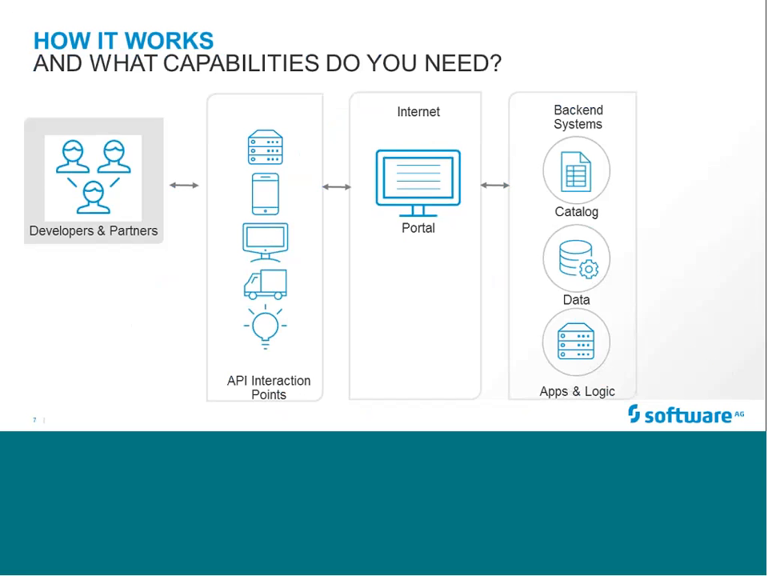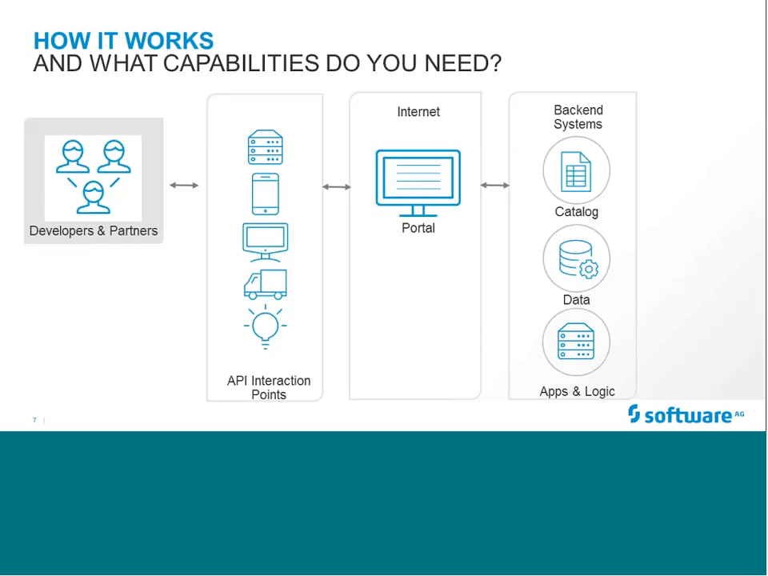So here's how API management works, and these are all the different capabilities you're going to need. Think of different kinds of stakeholders. You, as an organization, are going to provide your APIs. You're going to create an API program, and you're going to make those available to those third-party developers and partners. And what are they going to do? As we said before, they're going to create API interaction points. These are the mobile applications, the web applications, the IoT devices. They're all using those APIs.